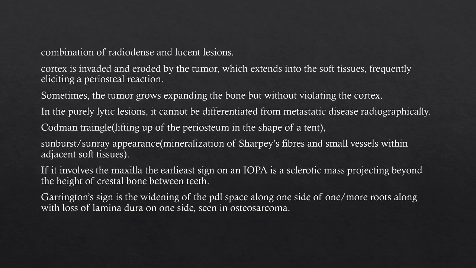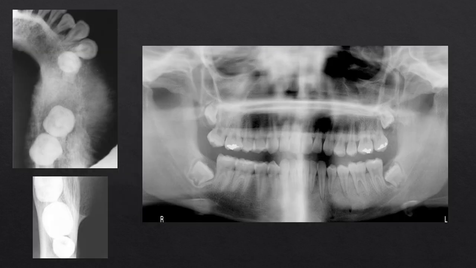These are the signs that are seen in osteosarcoma. The first one is the occlusal radiograph showing sunburst appearance, which is the mineralization of Sharpey's fibers in the mandible. The one below, the occlusal radiograph, shows the Codman's triangle, where there is lifting of the periosteum along with the sunburst appearance.